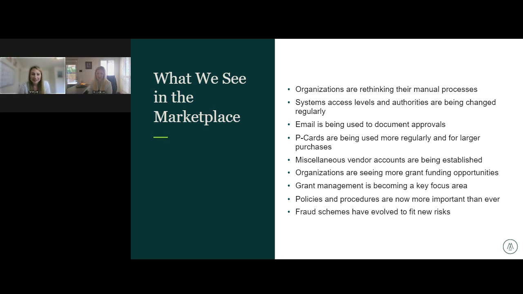And finally, the last thing that we are seeing over the last several years is a shift in how fraud schemes are being perpetrated. Chelsea also is talking about this, that your risk landscape is constantly evolving, and the fraudsters out there see that and they adapt accordingly. So we want to also be thinking about those risks while we're designing our processes and controls.